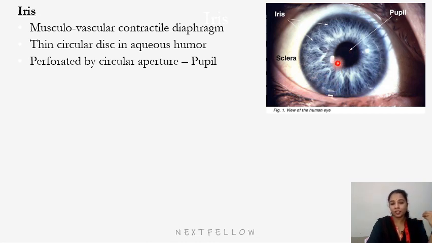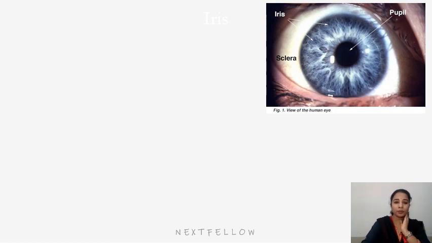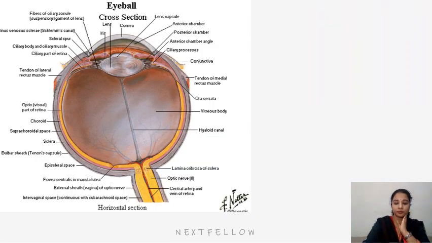So the iris contains two types of muscles, that is circularly running muscle called as constrictor pupillae, and radially running muscles are called as dilator pupillae. And one more thing I forgot to tell is the iris is the only muscle which is derived from the ectoderm.